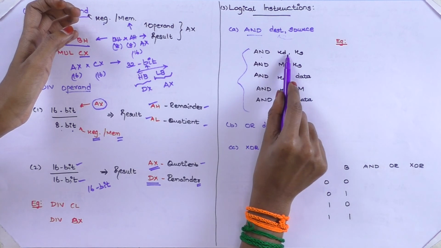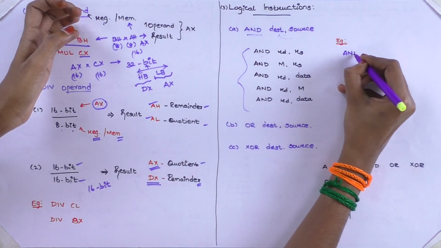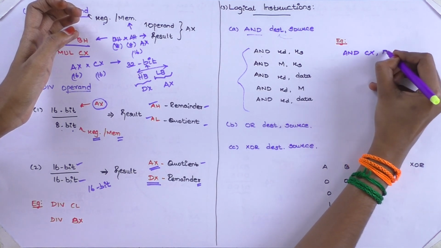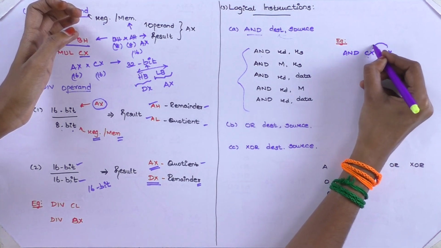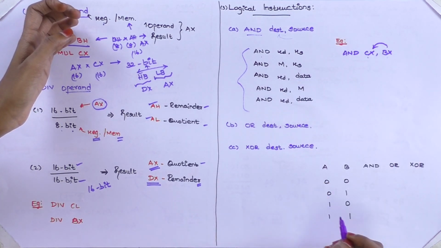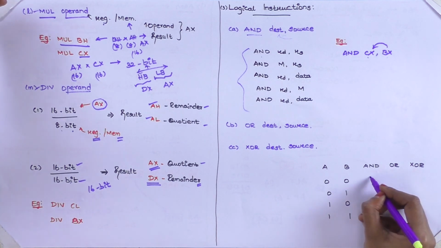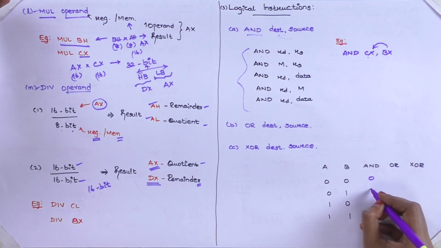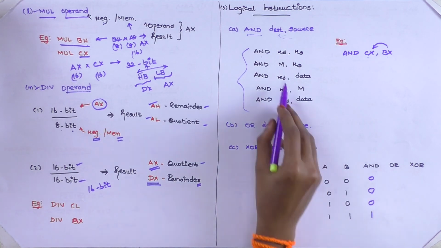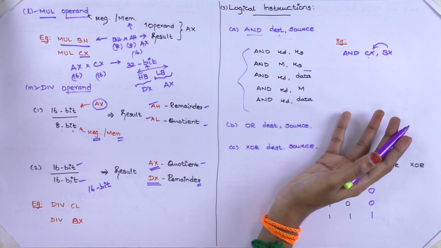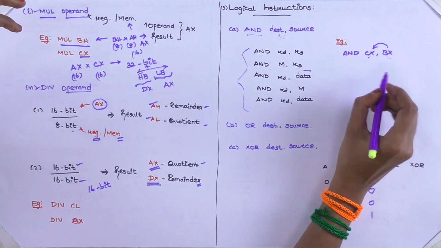First is AND register, register. An example is AND CX, BX. The values in these two registers are ANDed and the result is stored in the CX register. You all know the truth table of AND, no? 0 0 is 0, 0 1 is 0, 1 0 is 0, and 1 1 is 1. With this logic the AND operation is performed. Each and every bit of these two registers will be ANDed.